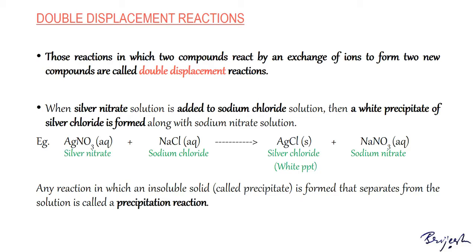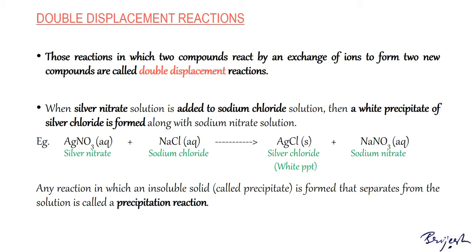We will now describe another type of displacement reactions called double displacement reactions. Those reactions in which two compounds react by an exchange of ions to form two new compounds are called double displacement reactions. A double displacement reaction usually occurs in solution, and one of the products, being insoluble, precipitates out, separates as a solid. Some examples of double displacement reactions are given below.